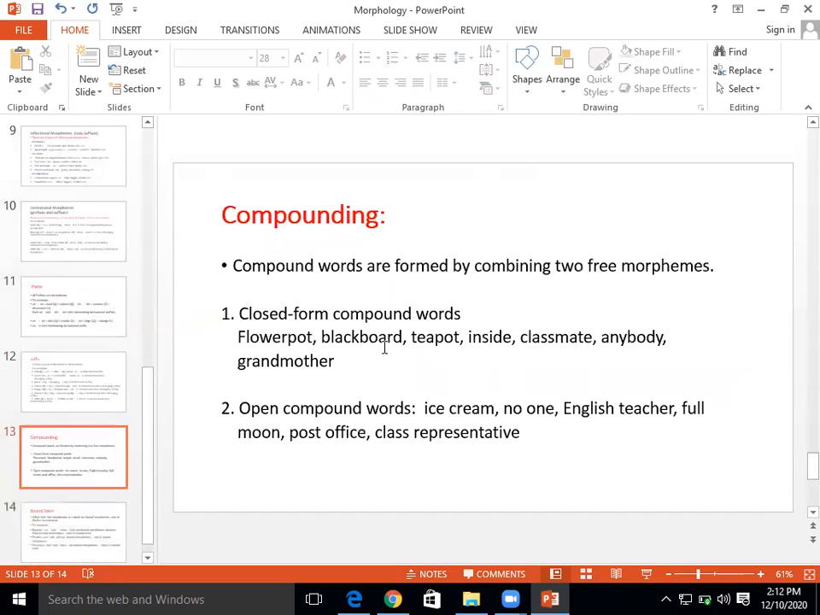Okay. Next, we shall try to understand compounding. Compound words are formed by combining two free morphemes. For example, flower pot, flower and pot. Both are separate free morphemes, and when they combine together, they form a new word, flower pot, and it is a compound word. Blackboard, teapot, inside, classmate, anybody, grandmother, etc. Open compound words are ice cream, no one, English teacher, full moon, post office. Means we write them separately, but the meaning is one word only. They don't mean two different words. One word, class representative, etc.